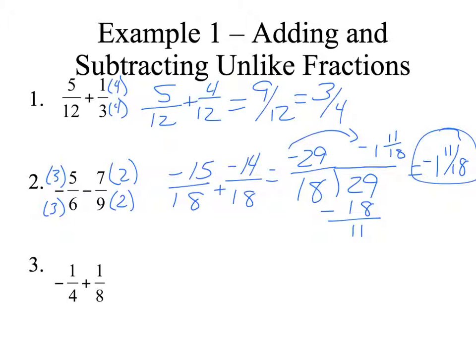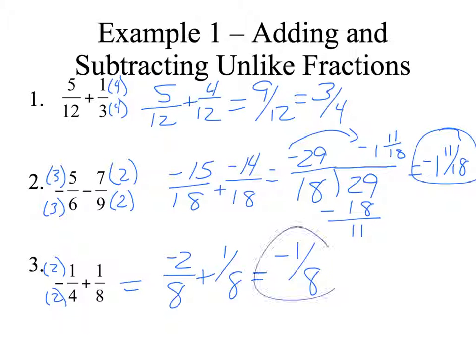Looking at the last one here on this slide, I need a common denominator. Easiest one is going to be 2. I'm going to multiply top and bottom of that first fraction by 2, common denominator of 8, multiplying by 2. So that gives me negative 2 over 8 plus 1 over 8. Add my numerators. That's negative 1 over 8 as my final answer for that one.